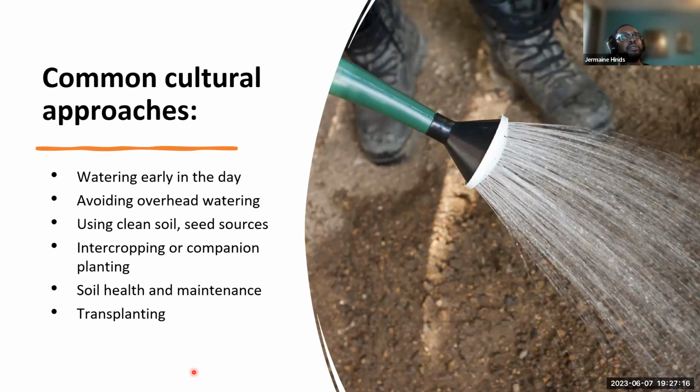Transplanting is also an approach, so it's about avoiding a lot of that peak damage. If you grow plants inside, you avoid the vulnerable seedling stage being susceptible to pests. That's also a way to give plants a head start.